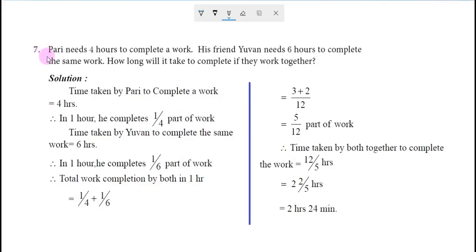Okay, now question number 7. Pari needs 4 hours to complete a work. His friend Yuan needs 6 hours to complete the same work. How long will it take to complete if they work together?